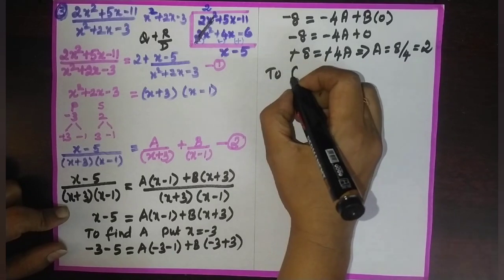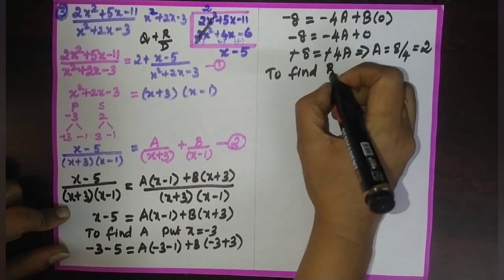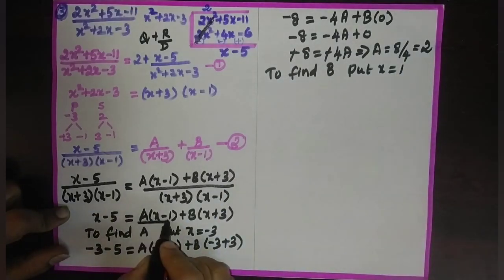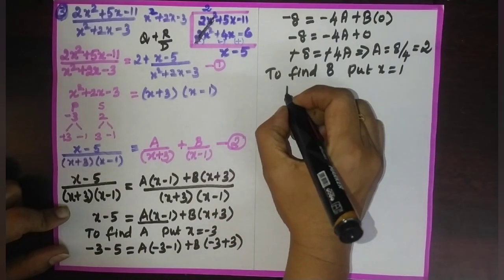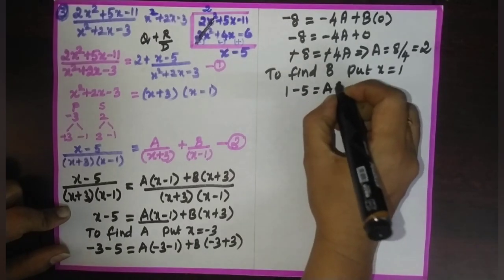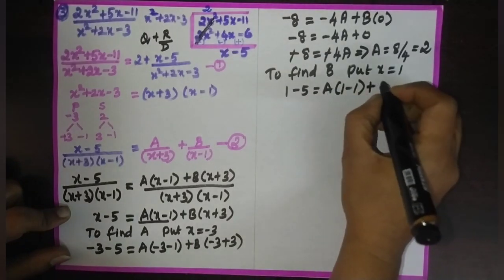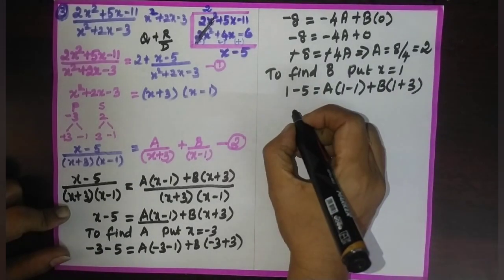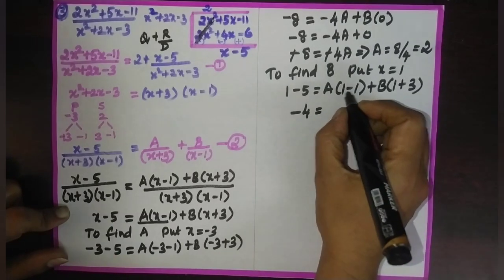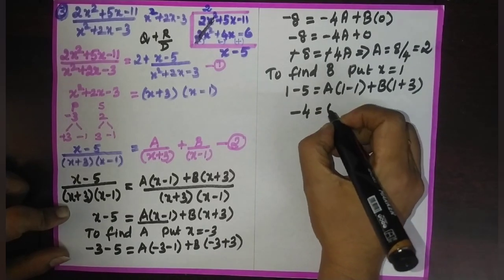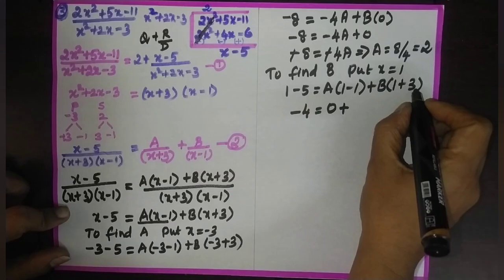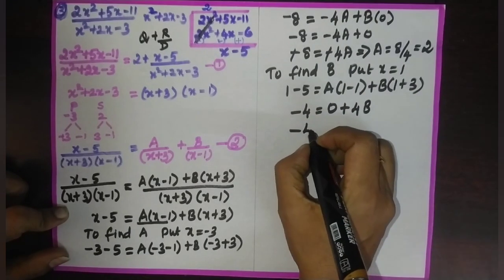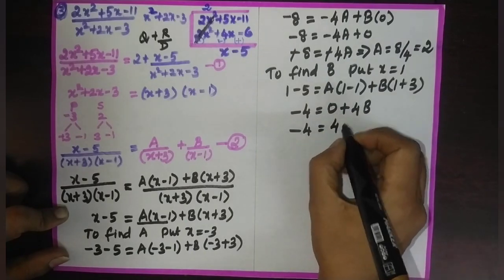Next, to find b, select x value as 1. Then the first term will become 0. 1 minus 5 equal to a into 1 minus 1 plus b into 1 plus 3. 1 minus 5 is minus 4. 1 minus 1 is 0. 0 into a is 0 plus 1 plus 3 is 4. 4 into b, 4b. Minus 4 equal to 0 plus 4b is 4b.